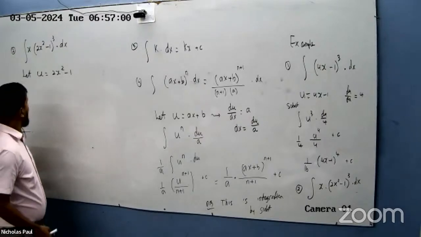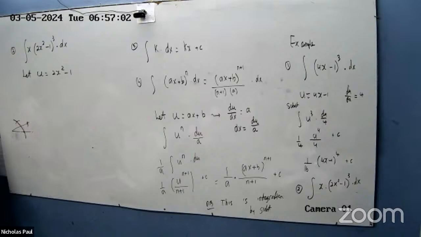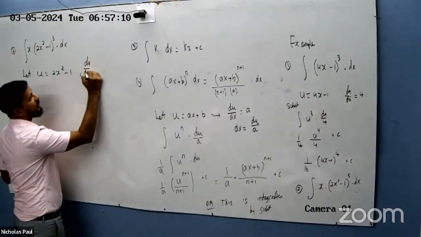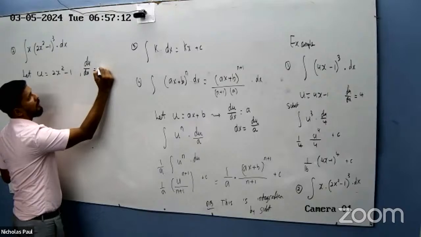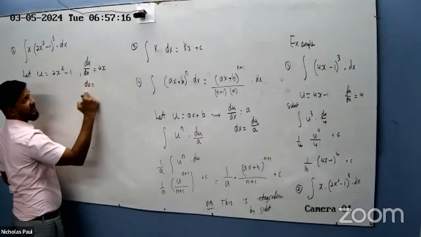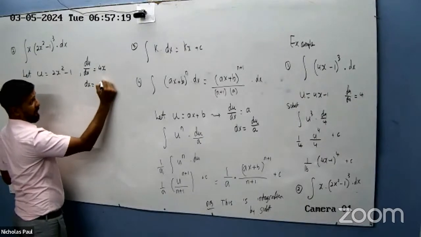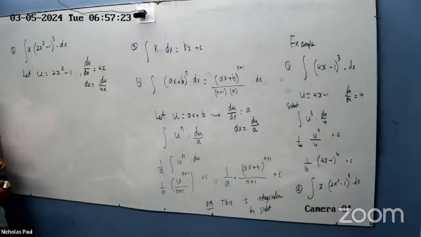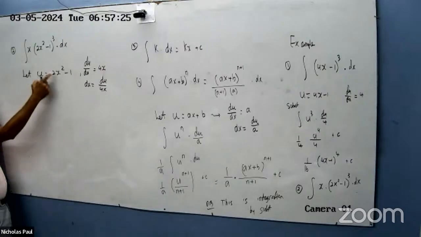Let's see what you end up with. Shivish, what's the differential of this? 4x. So therefore, dx is what? du over 4x. And then you make a substitution.